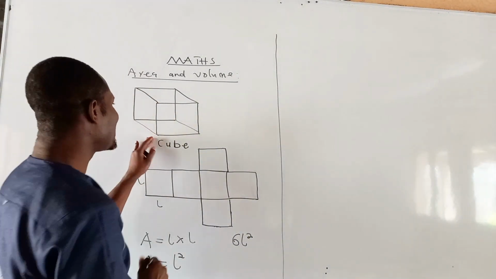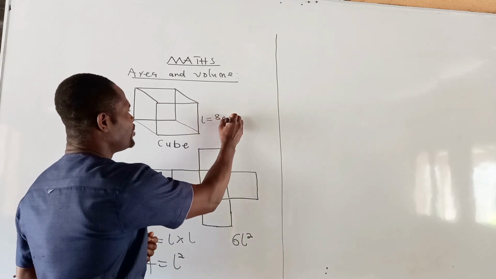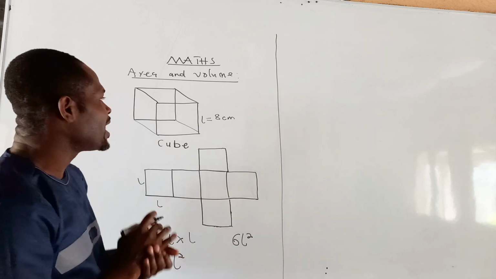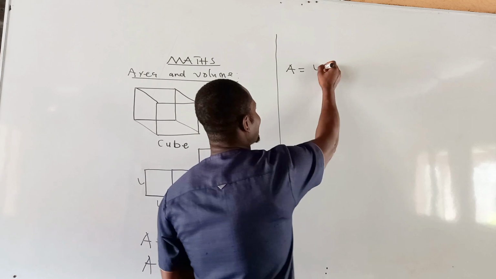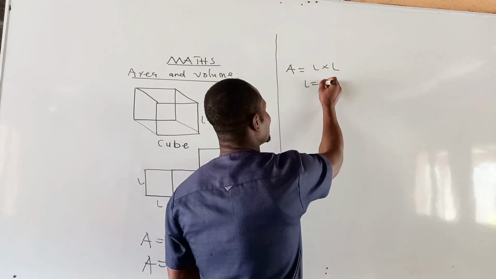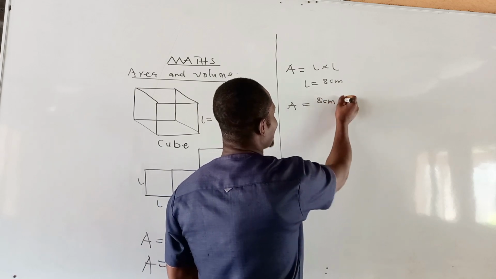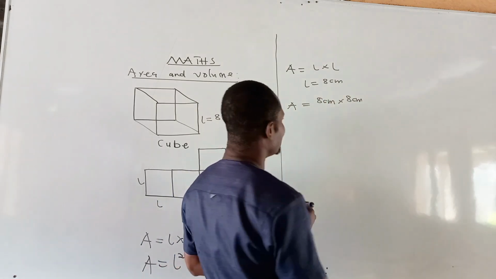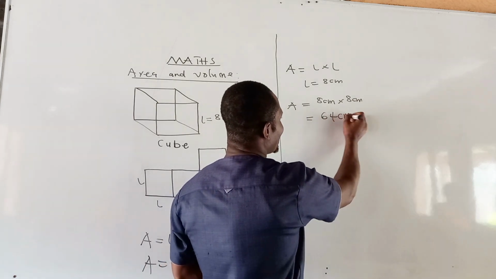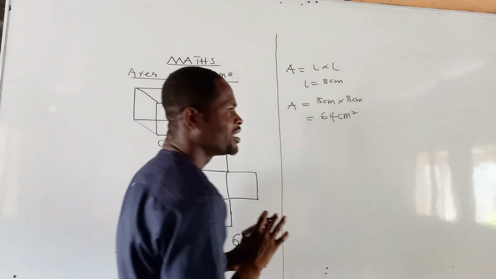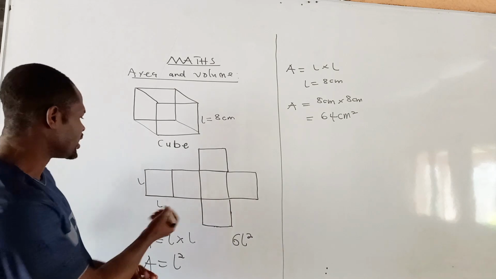So now, assuming this cube, the length is equal to 8 centimeters. If the length is 8 centimeters, one area is going to give us length times the length. So our length is 8 centimeters there. So one area is going to give us 8 centimeters times another 8 centimeters. So 8 times 8 will give us 64 centimeters square. That is for one square face if the length is 8 centimeters.